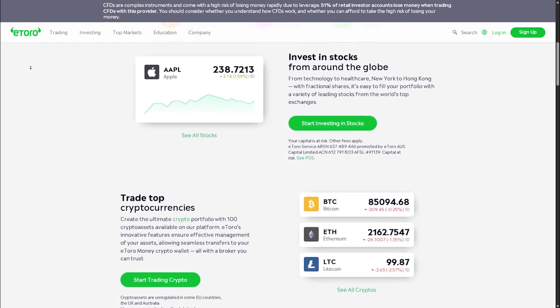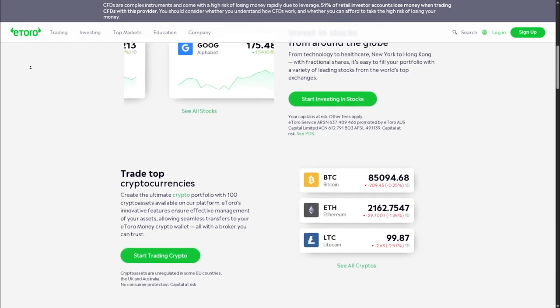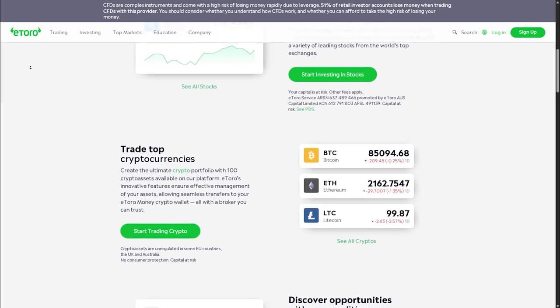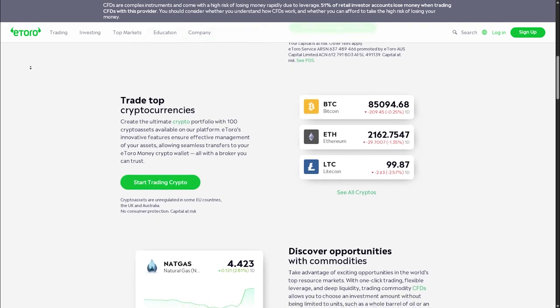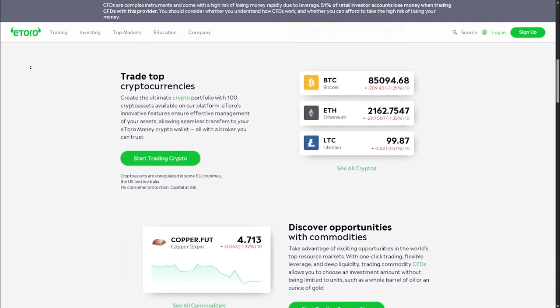Step 2. Fund your account. You'll need a minimum deposit of $100 in the UK and US. eToro offers various funding methods such as credit card and bank transfer, so you can easily add funds.